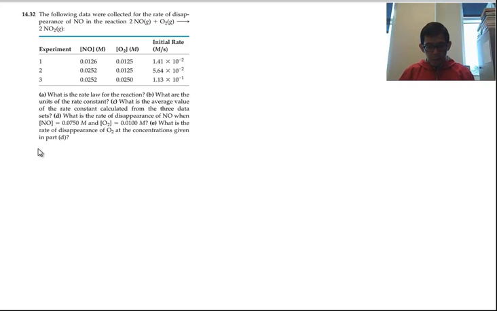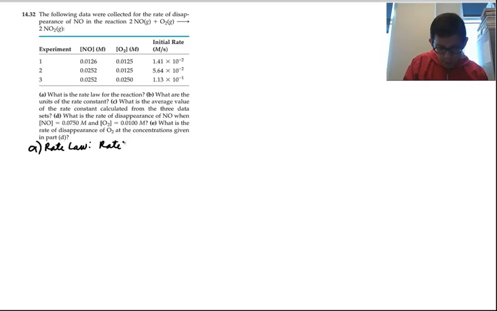The following data were collected for the rate of disappearance of nitrogen monoxide in the given reaction. Part A. What is the rate law? Rate law.